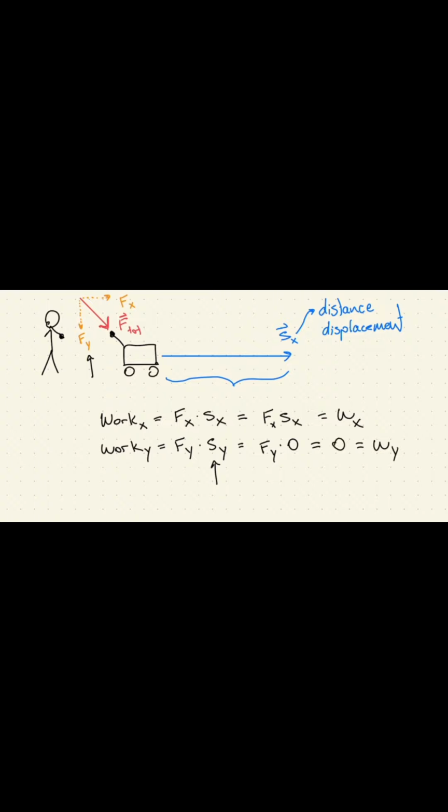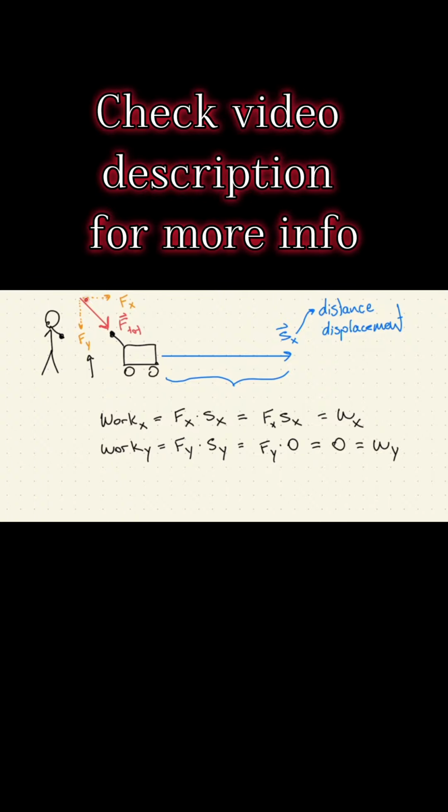So that is a little bit of a difference here between the two components when you have a vector that is pointing in a different direction than your displacement vector.